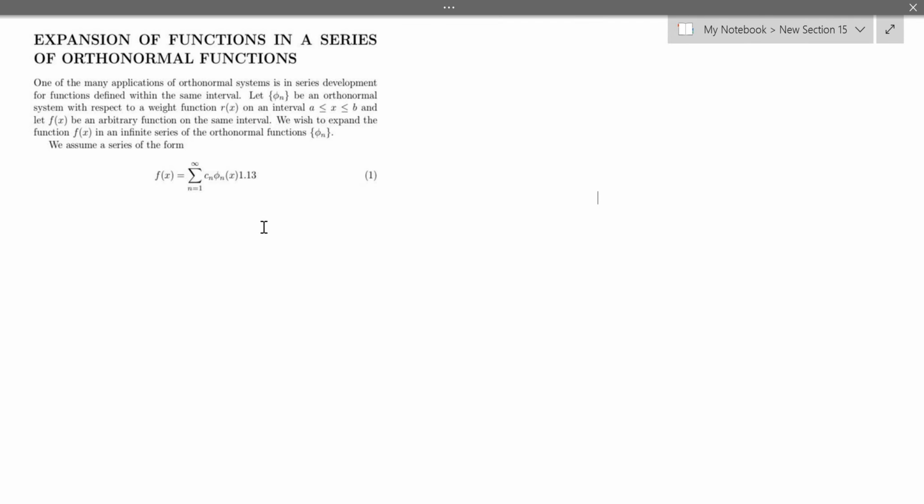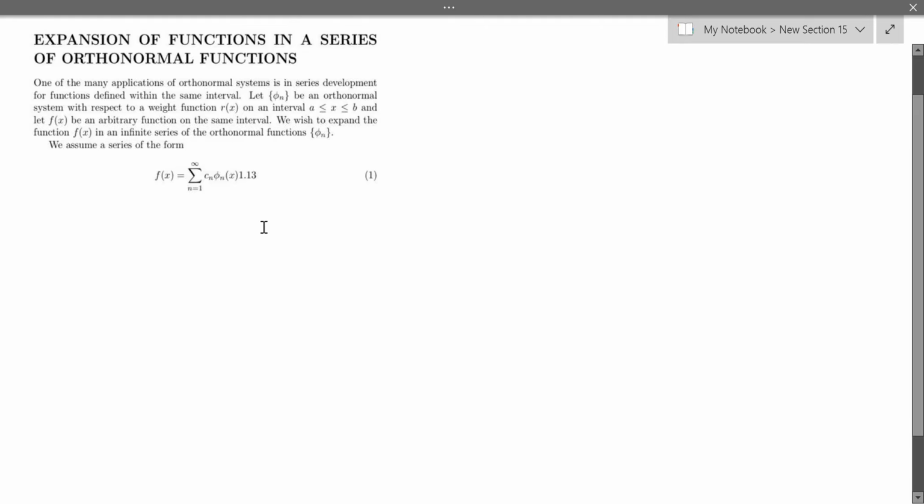So let phi n be an orthonormal function with respect to the weight function r of x on the interval a to b, and let f of x be an arbitrary function. It could be any function that depends on x. We wish to expand the function f of x in an infinite series of orthonormal functions phi n.